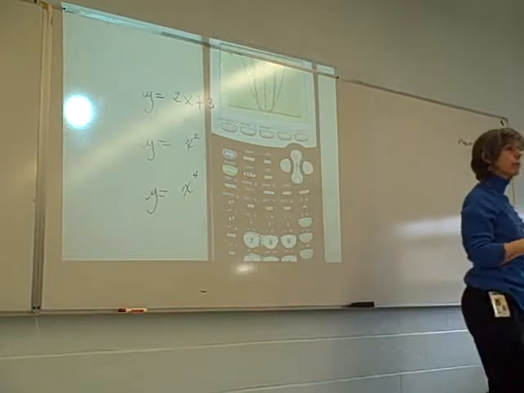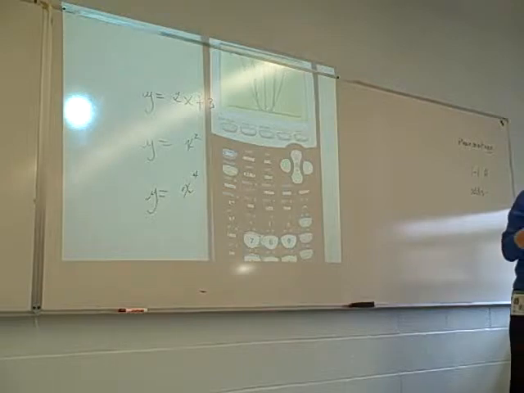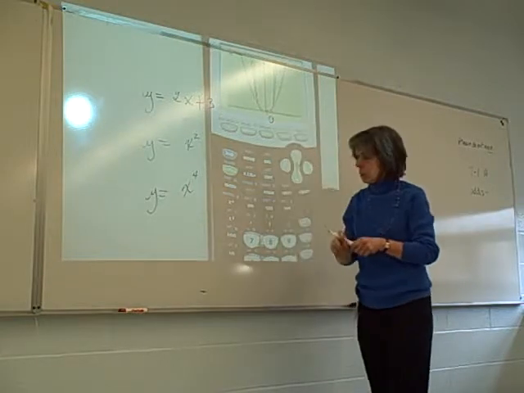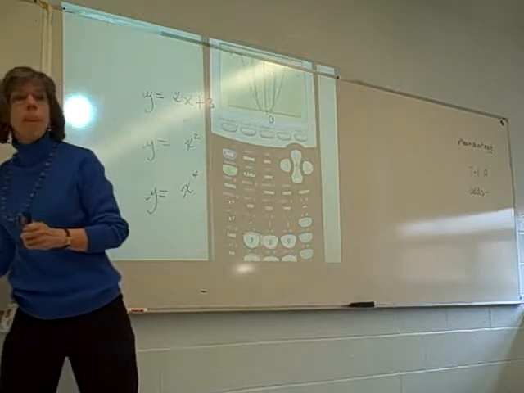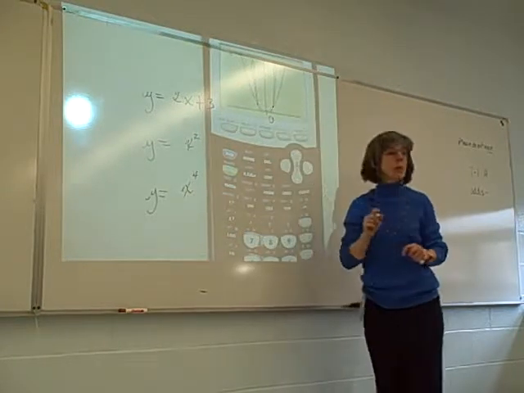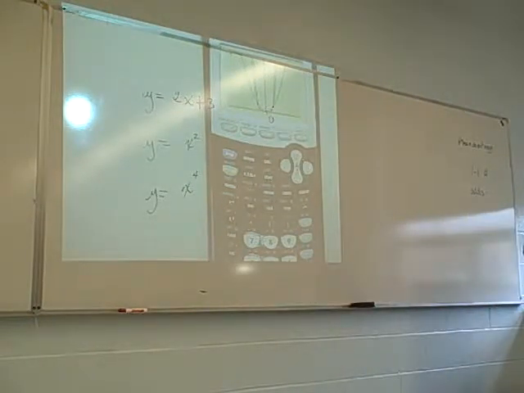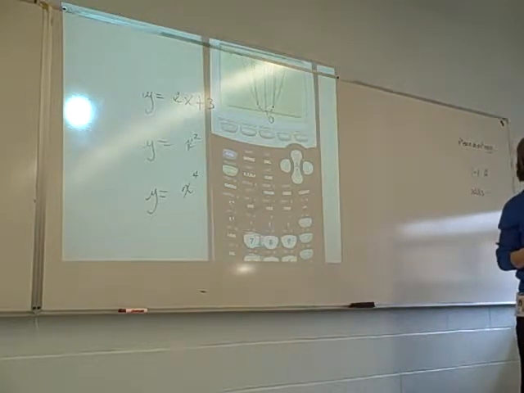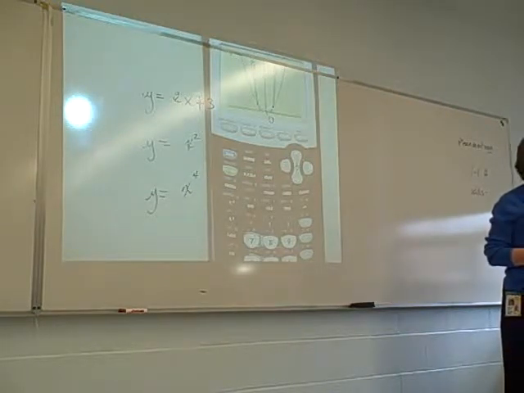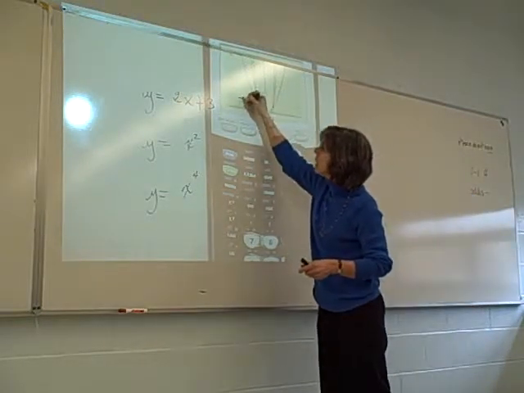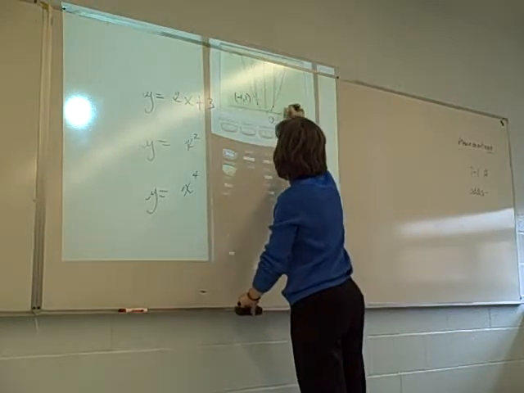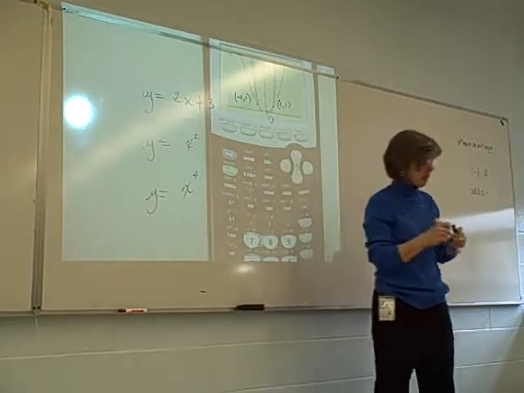What do they all go through? Is there a point that they all touch? They all go through 0. Okay, they all go through 0, and there are 2 other points. If you hit trace, can you tell me what that point is? All of them go through that. What is that point? Okay, so it is negative 1, 1, and 1, 1.